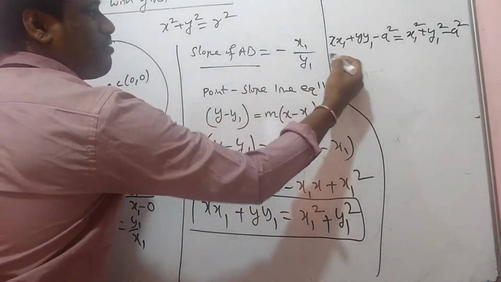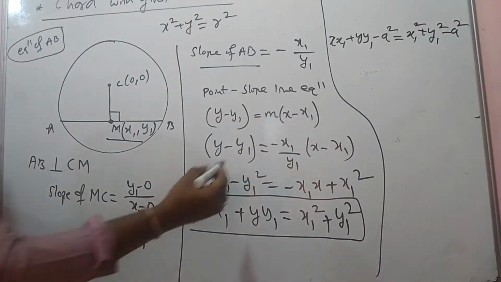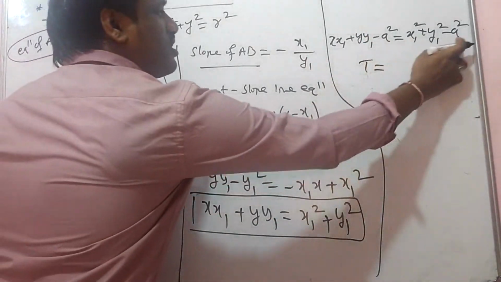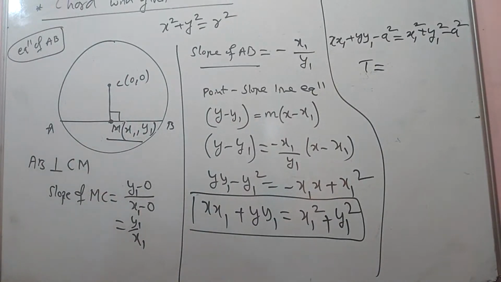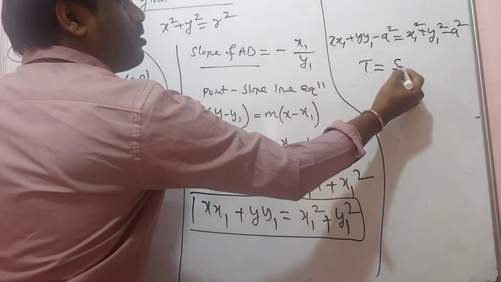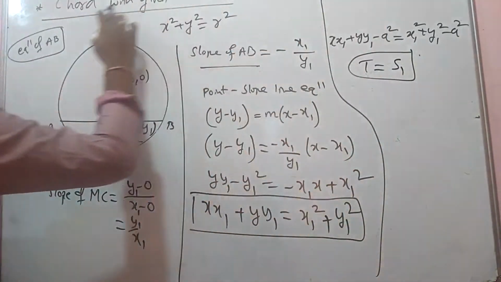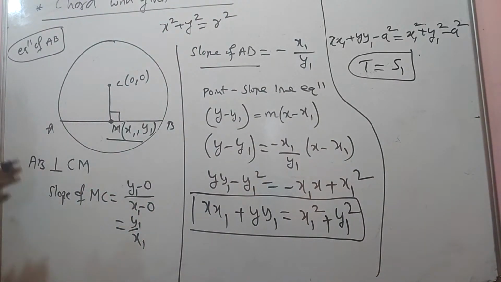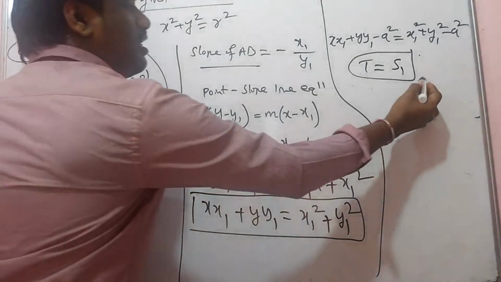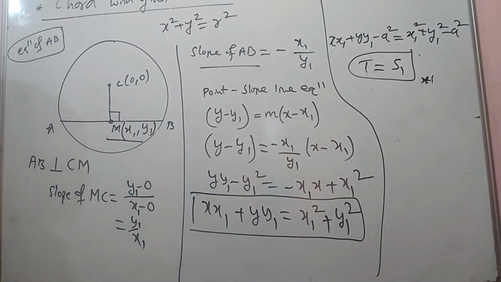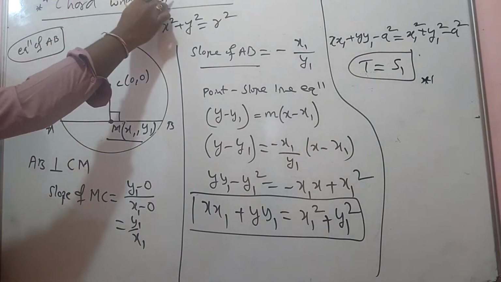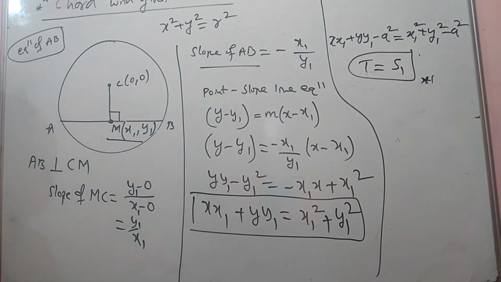This is what we call the equation of the tangent, T. And this is the equation of the point circle, S1. So I get T is equal to S1. T is equal to S1 is called the chord with the given midpoint. The formula is T is equal to S1 for the chord with the given midpoint. So remember this point here: chord with the given midpoint is T is equal to S1.